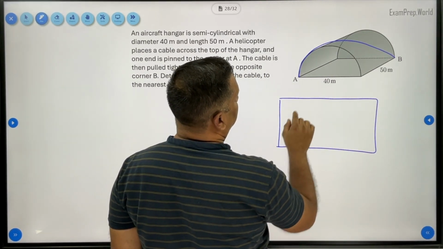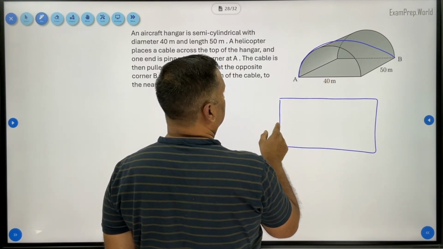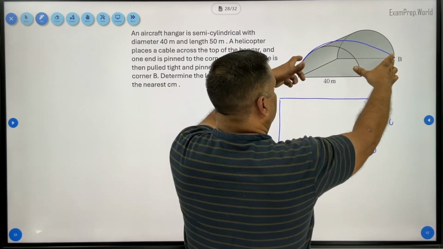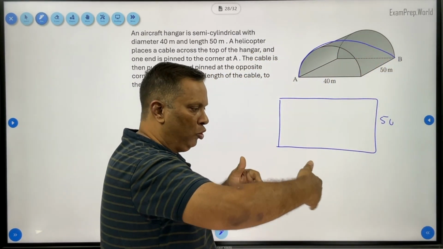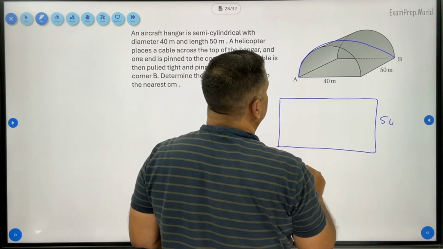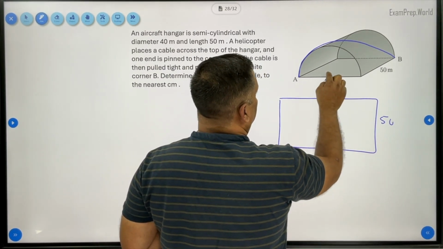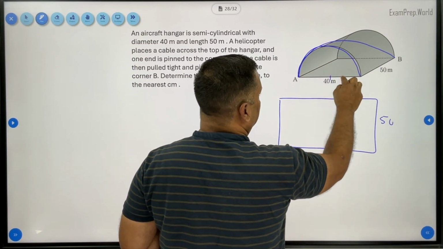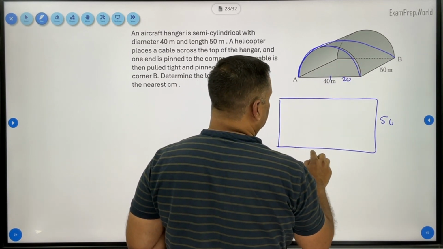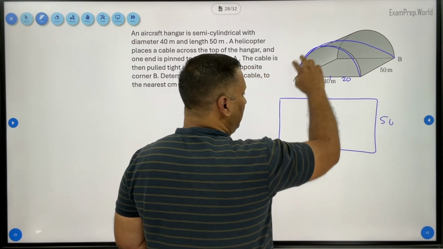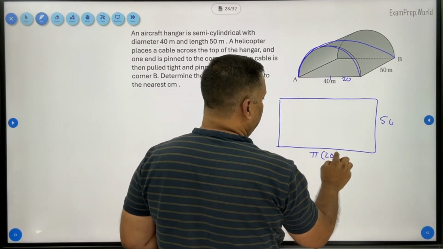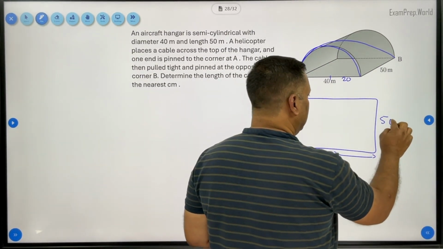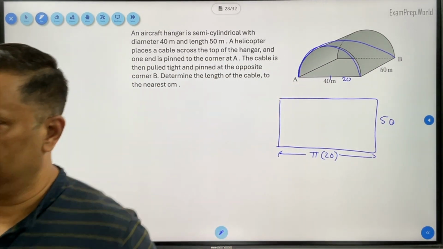Suppose this is the circular thing, the width is 50. This thing will become the width. If you open this circular sheet, it will become a flat sheet. This is 50. And what will this length be? This will be half the circumference, so this is 20. 2 pi r is the complete circumference, so pi times 20 is the length, right? You are understanding this one? I will show you.